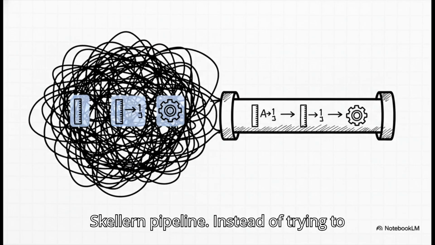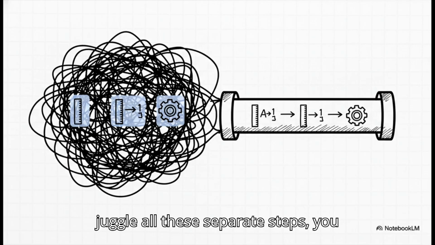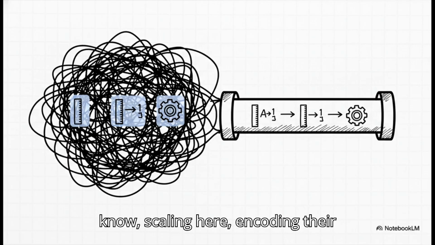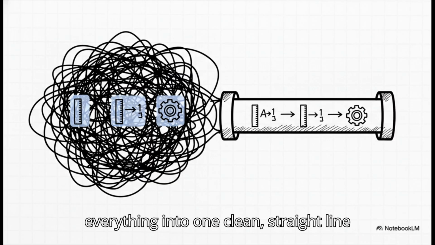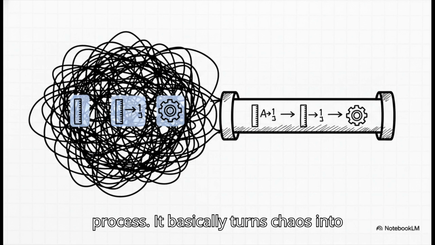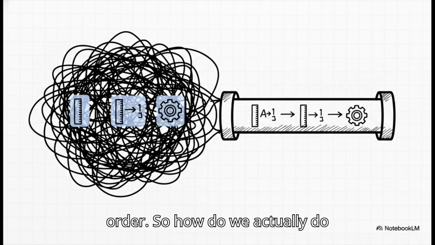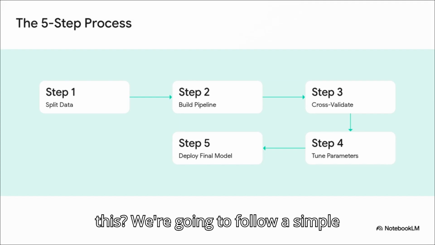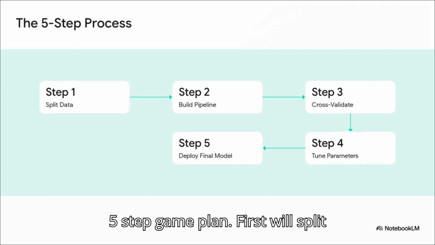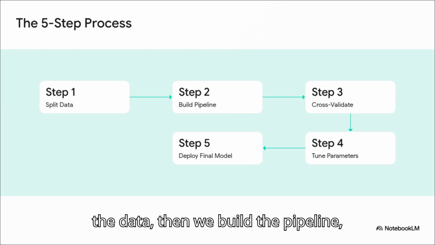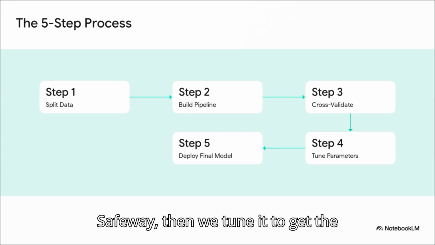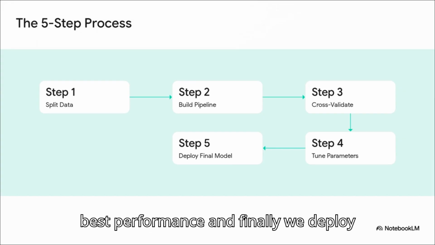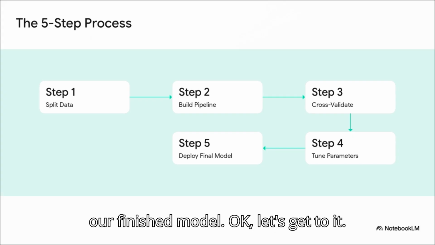It's the Scikit-learn pipeline. Instead of trying to juggle all these separate steps, scaling here, encoding there, fitting the model, the pipeline organizes everything into one clean, straight-line process. It basically turns chaos into order. So how do we actually do this? We're going to follow a simple 5-step game plan. First, we'll split the data. Then we build the pipeline. After that, we'll cross-validate it the safe way. Then we tune it to get the best performance, and finally, we deploy our finished model. Okay, let's get to it.